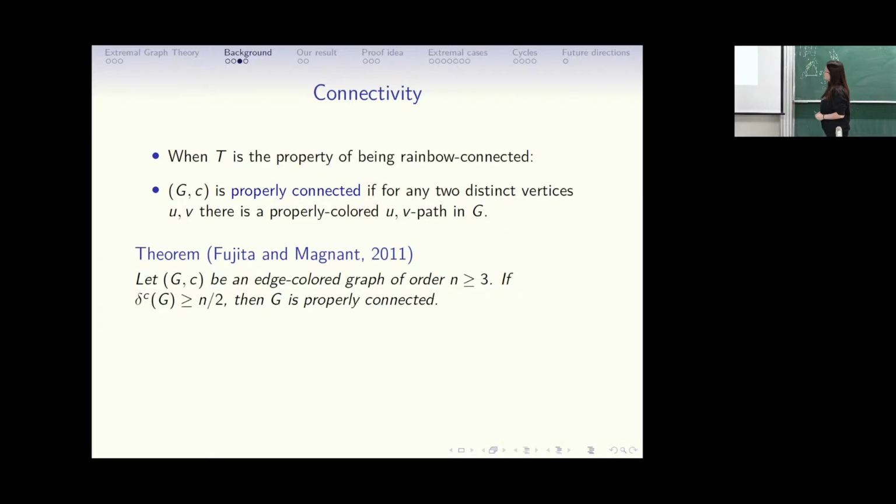Then Fujita and Magnant proved in 2011 that if GC is an edge-colored graph of order at least 3, and if the minimum color degree is at least half of n, then G is properly connected.